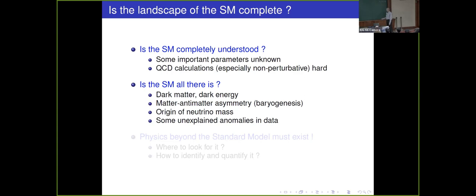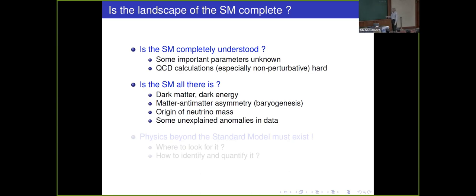So, of course, it's not completely understood. Is it all there is? Again, we know that it is not. There are certain things that we know the standard model does not resolve. We don't have an answer for what dark matter and dark energy are. We do not know where the matter-antimatter asymmetry comes from, how the baryon asymmetry is produced. We have CP violation in the standard model in the quark sector, but we know that that alone cannot explain baryogenesis. Okay? So we know that we need something beyond that. We do not know the origin of neutrino mass, it does not come from the standard model.